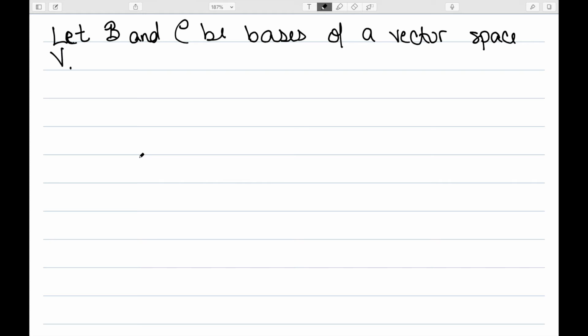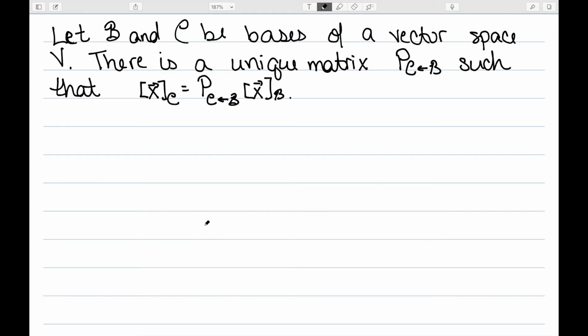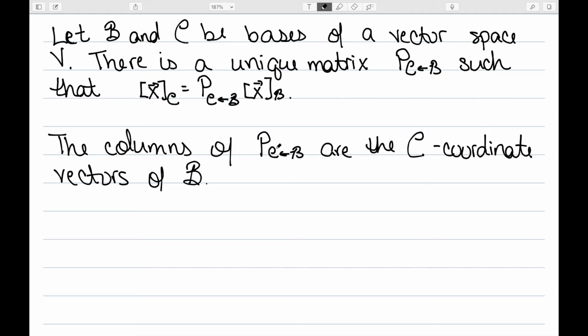I want to determine if there's a more effective way to do this. So let's start with two bases of my vector space V. Then there is actually a unique matrix P from B to C such that the coordinate vector with respect to C is equal to this matrix P times the coordinate vector with respect to B. So I can find a change of basis matrix that I can multiply coordinate vectors by to get the resulting coordinate vector in the new basis. And in fact, the columns of this change of basis matrix are the C coordinate vectors of B. So let's do an example where we see how this is used.